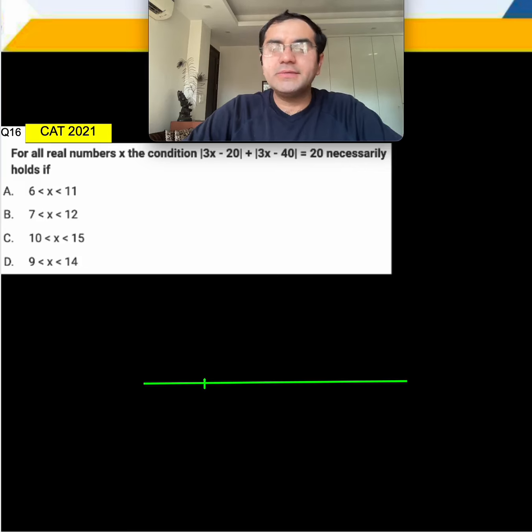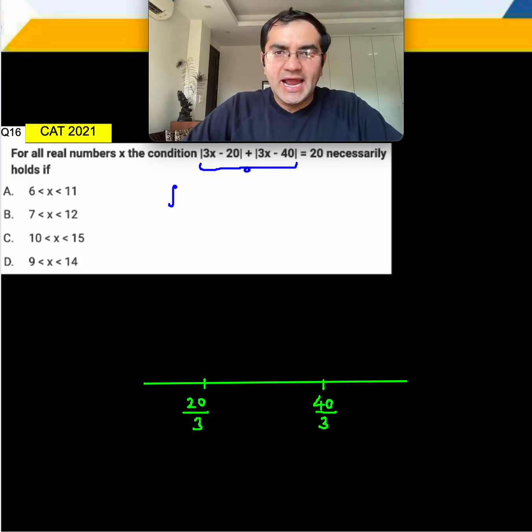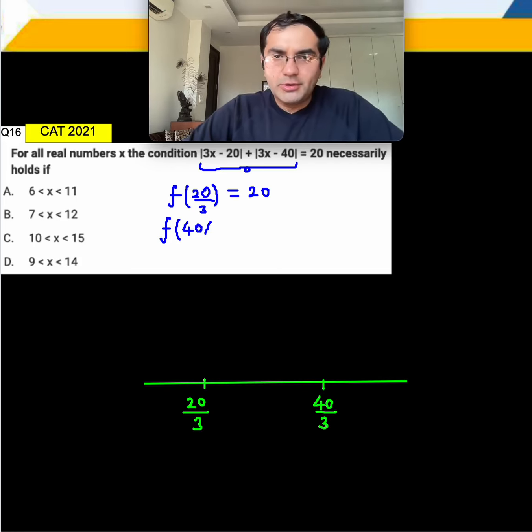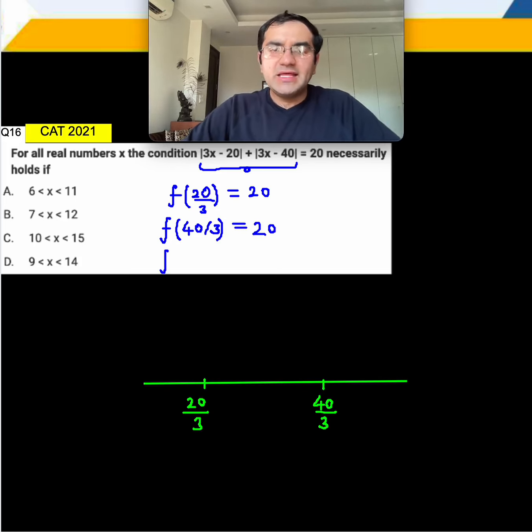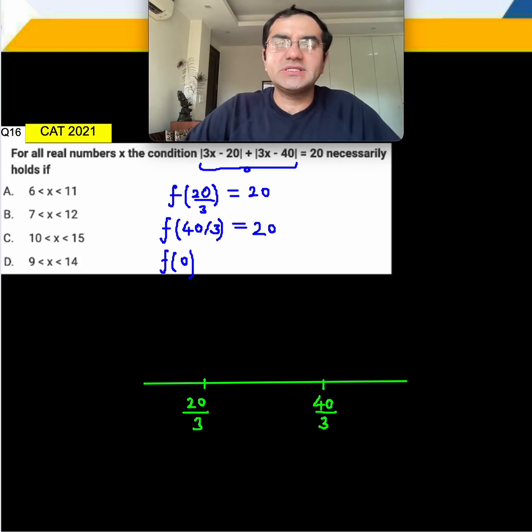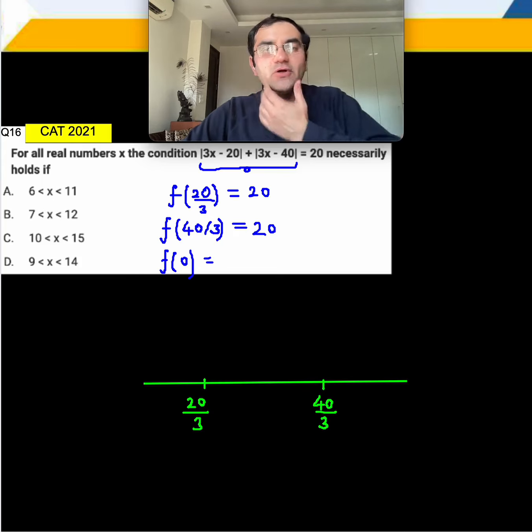Critical points are 3x minus 20 equal to 0. So 20 upon 3 and 40 upon 3. ठीक है? We are plotting this LHS, and let's find the LHS function value at 20 upon 3. 20 upon 3 डालिए, you'll get 20 minus 40, 20 as the value. Then calculate 40 upon 3 पे value, that also turns out to be 20. And then we'll just take some value on the left or right side, 0 being the easiest. What is f of 0 now? 20 plus 40, 60 आ जाएगा.